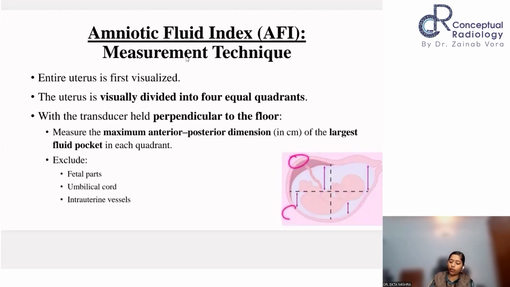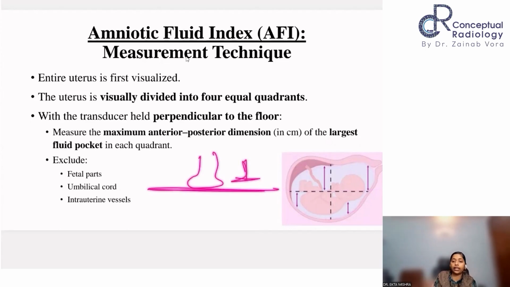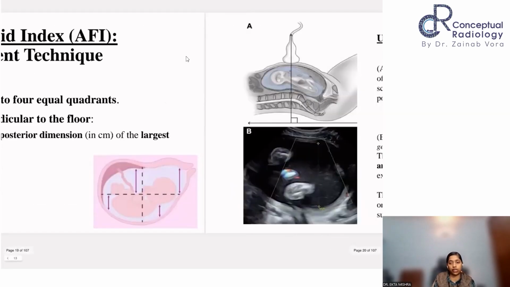Just keeping the probe on the lateral edges of the uterus will not help you. The uterus is to be screened fully. First visualize completely, then you divide it into 4 quadrants. Your probe should be perpendicular, 90 degrees to the surface of the maternal abdomen, and then you measure the maximum antero-posterior dimension in the largest pocket that you could see in that quadrant. Exclude cord, exclude the fetus parts while taking this measurement.